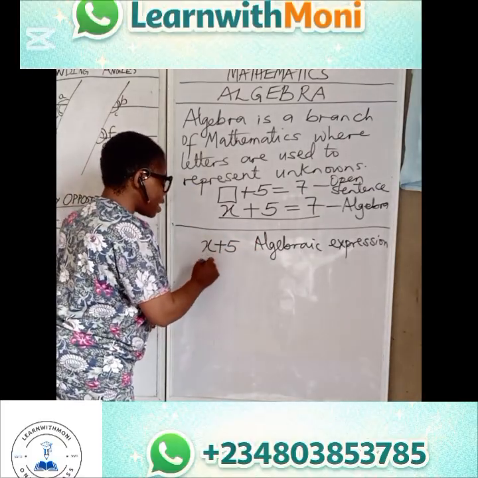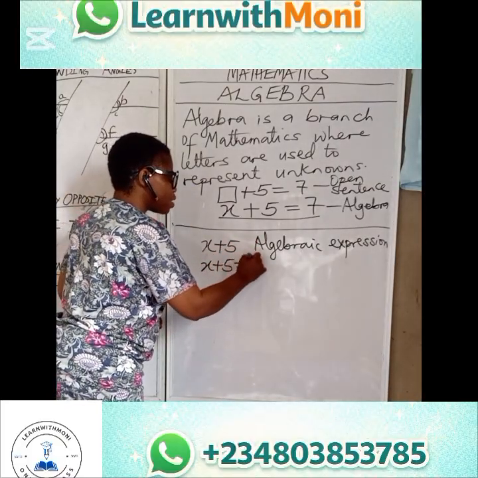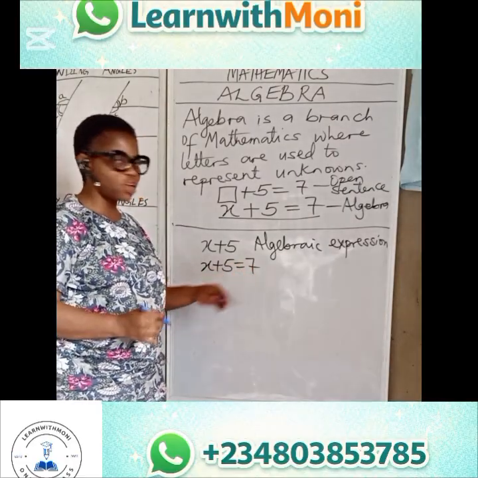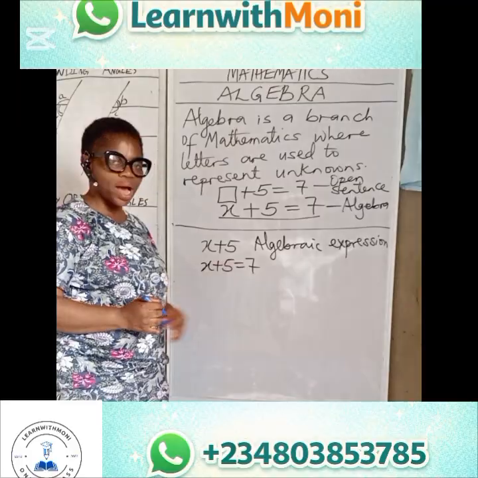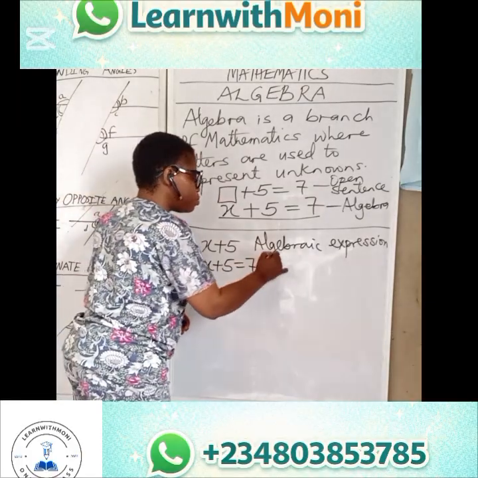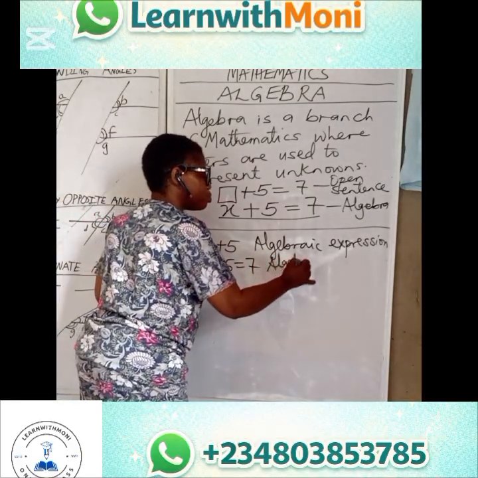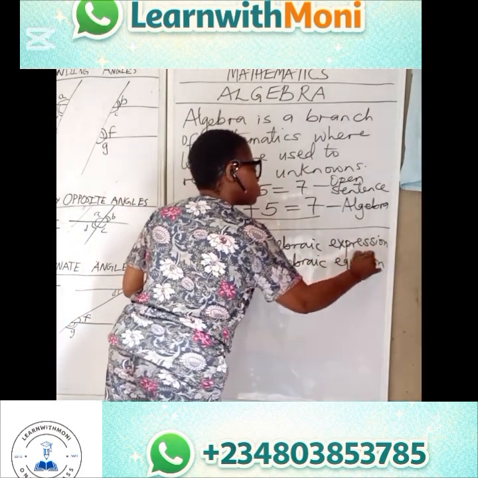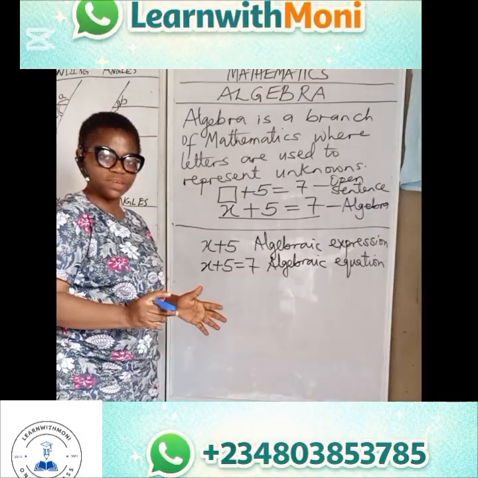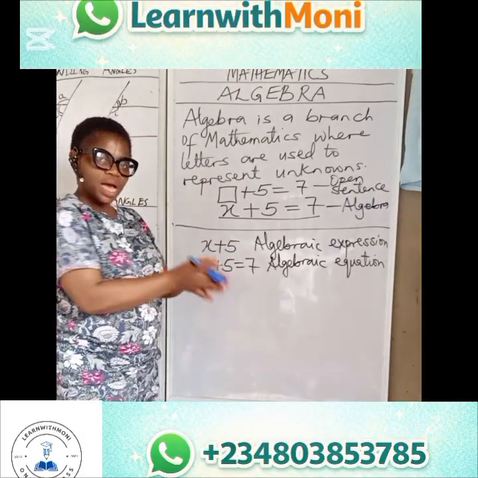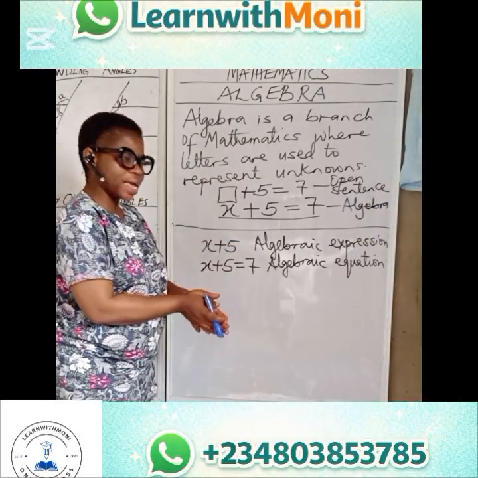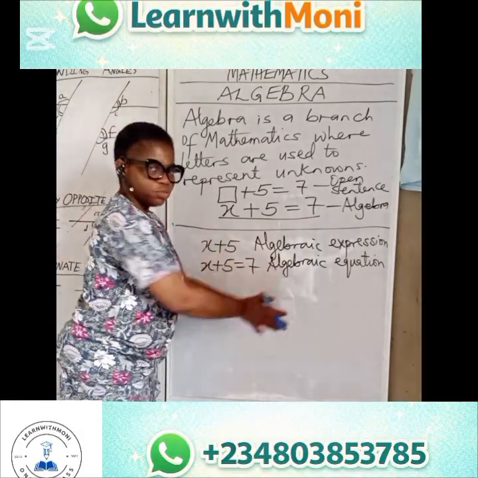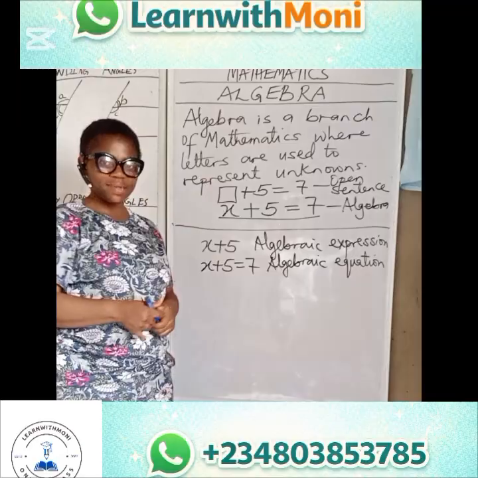But by the time I said x plus 5 is equal to 7, you can see I have already equated it to 7. So it is not just an expression again, it is now an equation. This is an algebraic equation. And that is the only difference between an algebraic expression and an algebraic equation. Algebraic expressions are simply expressed. Algebraic equations are equated to another number or another set of expression.